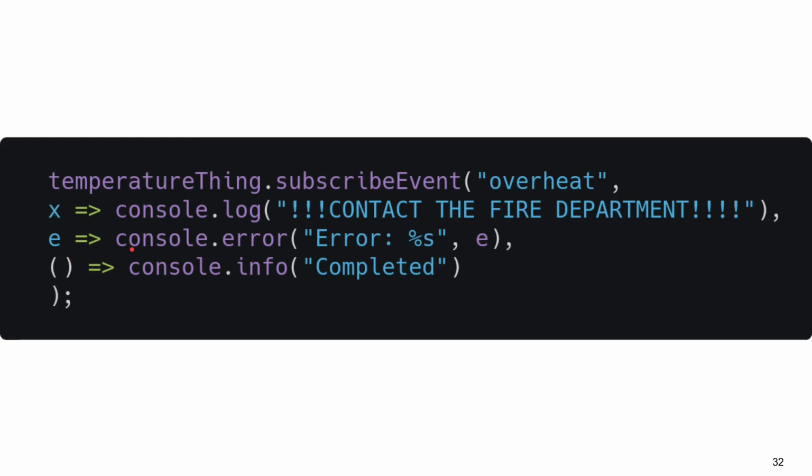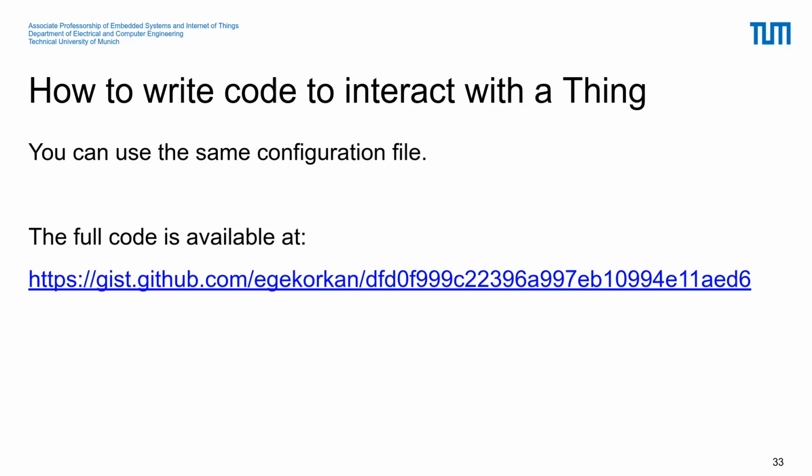Again, like in the previous examples, we don't see any protocol-specific code. You can use the same configuration file, or you can specify with the -c option, or with client-only true, that this is only a consumer application. And just as the previous one, the full code is available.